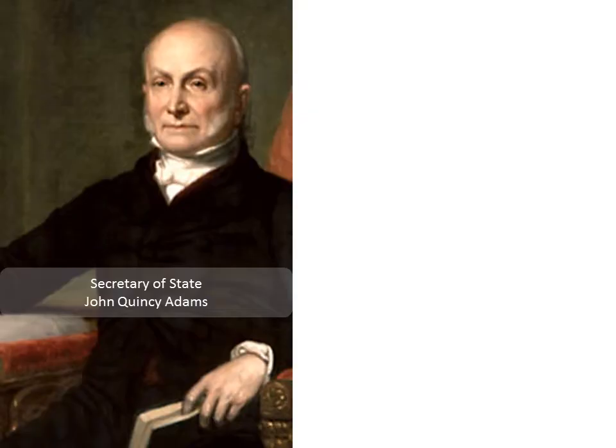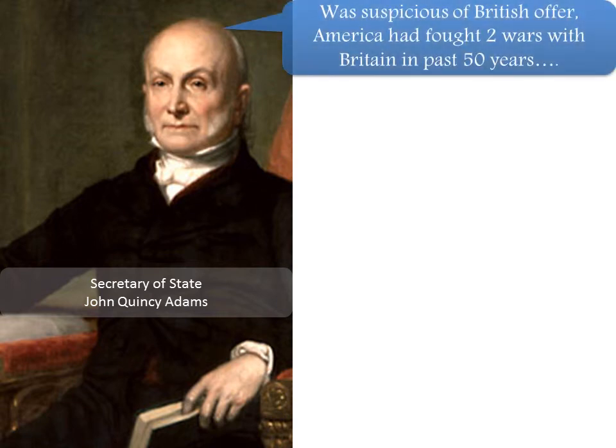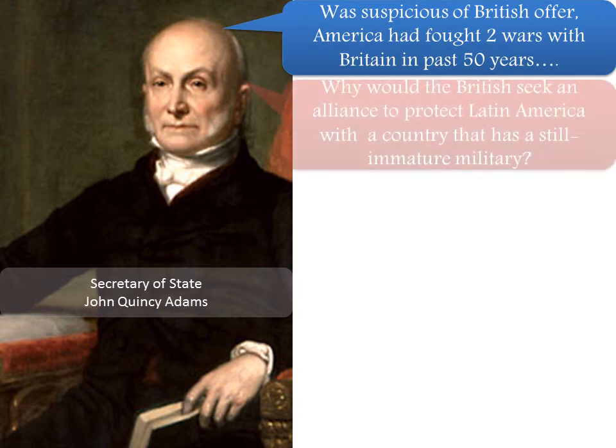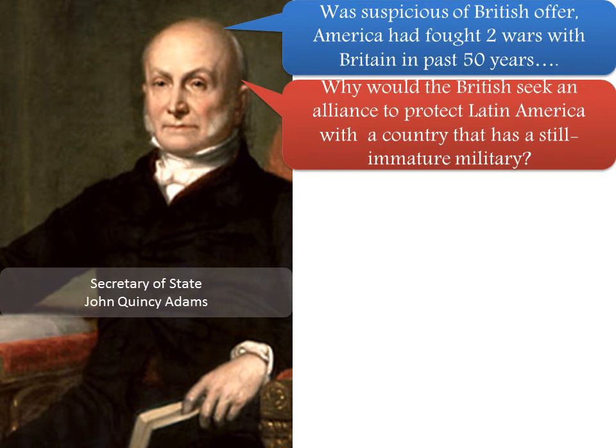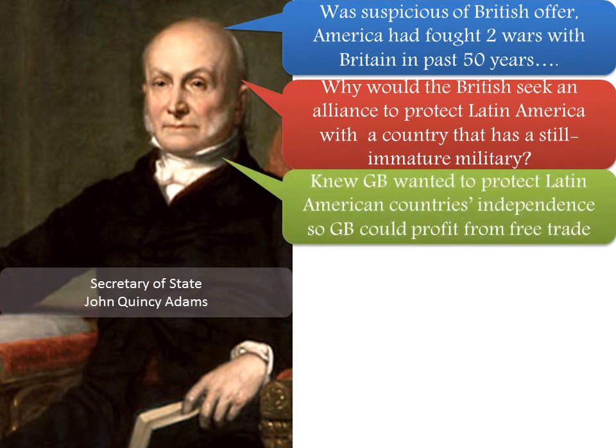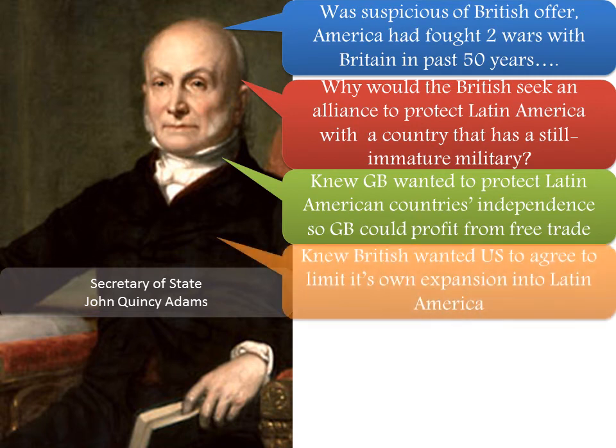When news of Canning's offer got back to American Secretary of State John Quincy Adams, Adams was suspicious. America had fought 2 wars with Britain in the past 50 years, and still Britain was coming to America, a country with a still immature military, and was seeking an alliance protecting Latin America. Adams knew the British wanted to keep those Latin American countries independent so that they could profit off of uninhibited trade with them. Adams knew the British feared the U.S. might expand into the Caribbean, maybe into Cuba, and that in doing so the U.S. might end up restricting British trade.